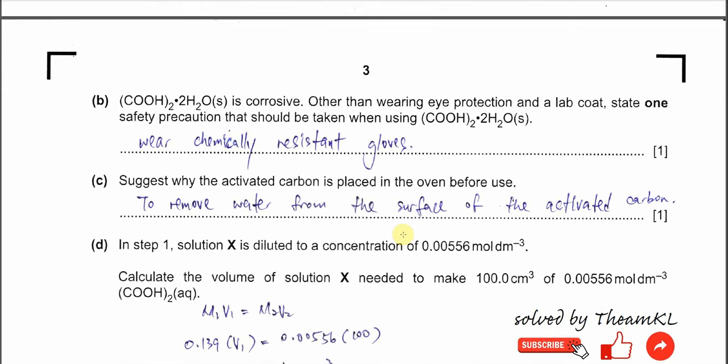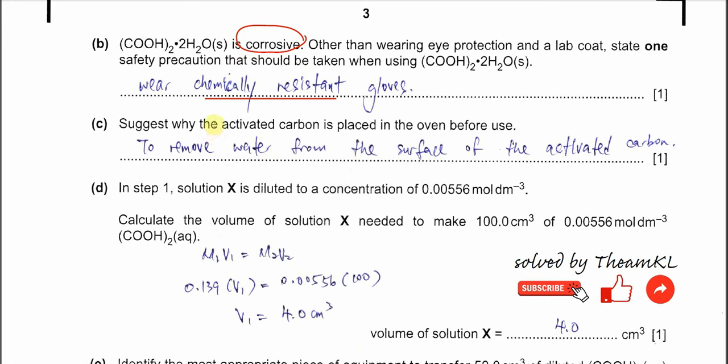Okay, part B. Ethane dioic acid dihydrate is corrosive. Other than wearing eye protection, meaning goggles, and a lab coat, state one safety precaution that should be taken when using this solid. It's corrosive, so we can use another protection, which is chemically resistant gloves. Again, try not to just mention gloves. It must be chemically resistant gloves.